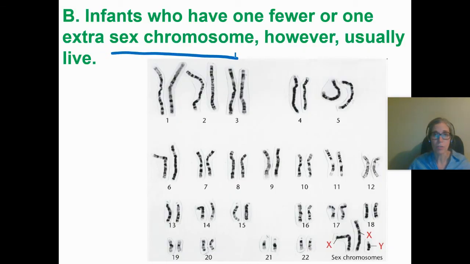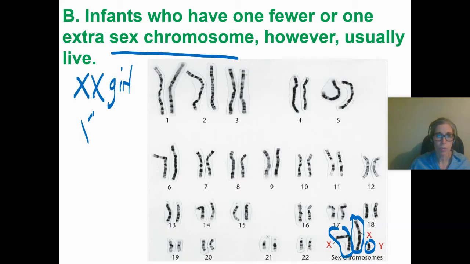Okay, infants who have one fewer or extra sex chromosomes usually do live, though, which is so strange, right? Because look at how big these X chromosomes are. So this is showing you a person who has 2 X chromosomes and a Y. Remember, typical girls have 2 X's, right? And typical boys have 1 X and 1 Y.